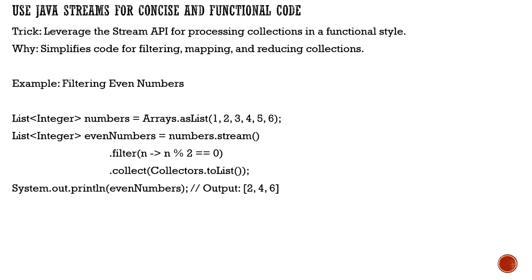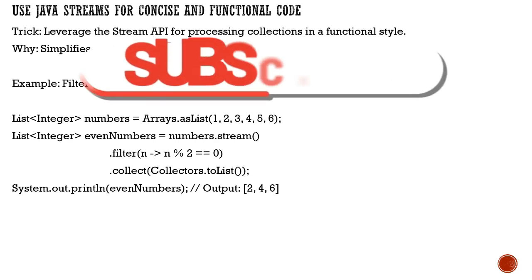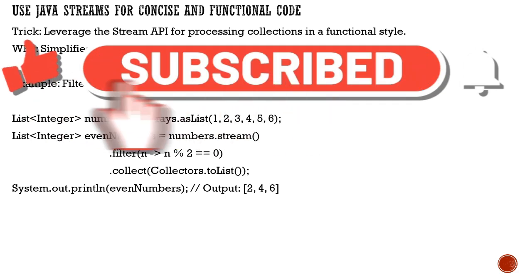So, making use of Java streams to make your code concise and use the functional style. This feature is about using the stream API for processing collections in a functional style. What is the benefit? It simplifies the code: filtering, mapping, reducing your collection. You are doing lazy operations on a copy of your collection instead of working directly on the collection, so you take a collection as input and produce an output which will not impact your original source.